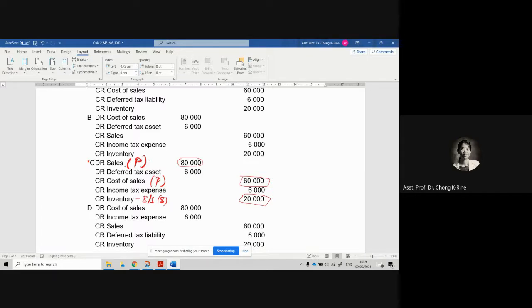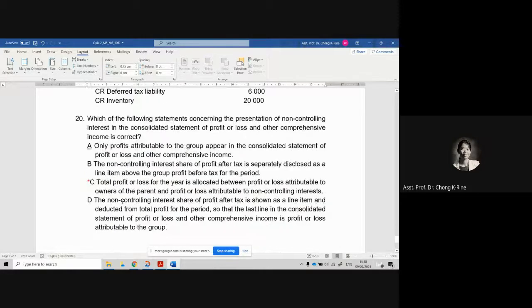That's how it works. And then the second journal entry is we debit DTA and we credit deferred tax income. Deferred tax income is included in income tax expense, because income tax expense is equal to current tax expense plus deferred tax expense minus deferred tax income. So we combine all this, then you will get the answer. Okay, very good. 10 of you got it correct. Meaning you are very hardworking.